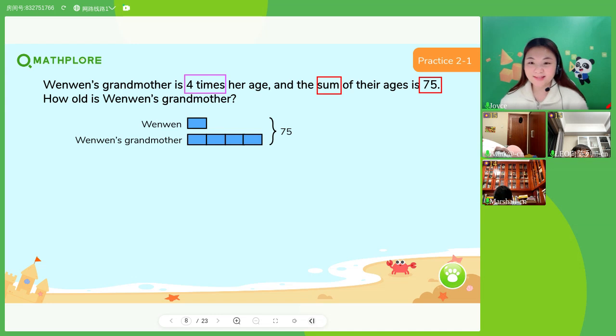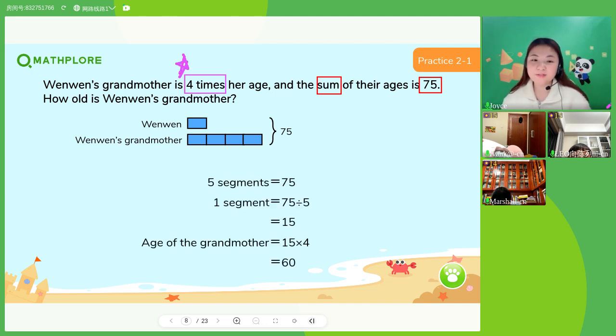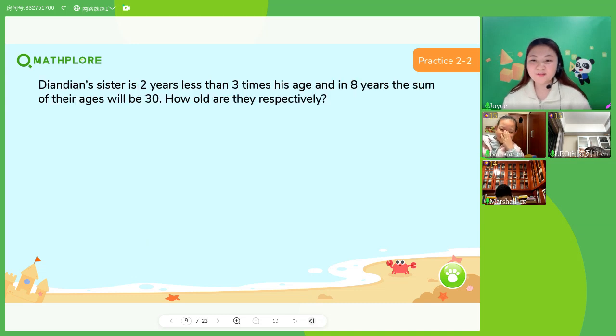Firstly, we draw a model like this, right? According to the multiple relationship. And we can see on the left-hand side, there are 5 equal parts in total. So each of them can be 75 divided by 5, which is 15, right? So we can figure out the grandmother equals 4 times 15, which is 60 years old. Now we're done. Okay, let's move on to the next practice.